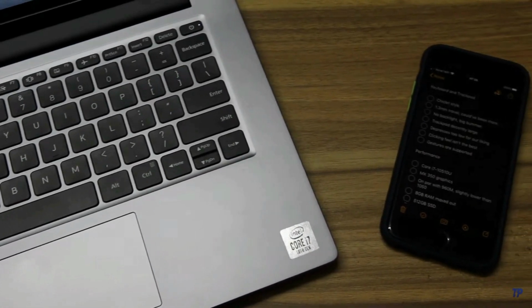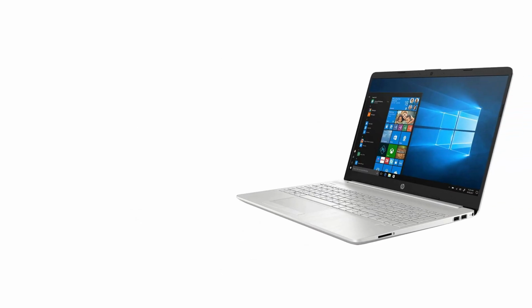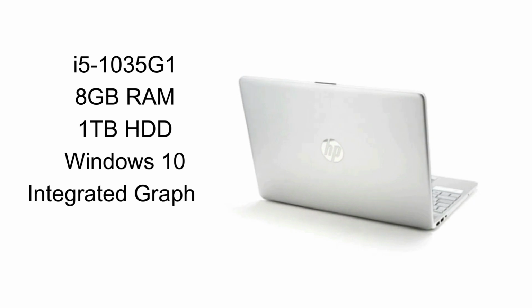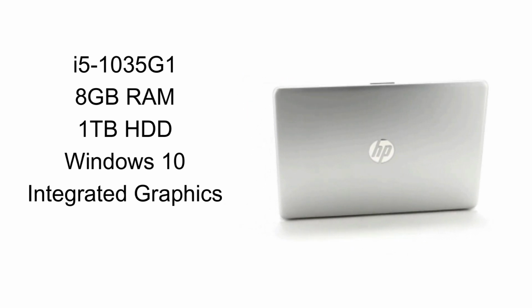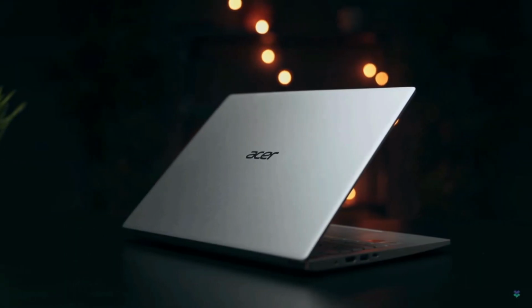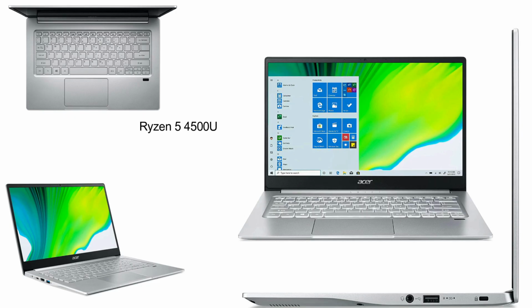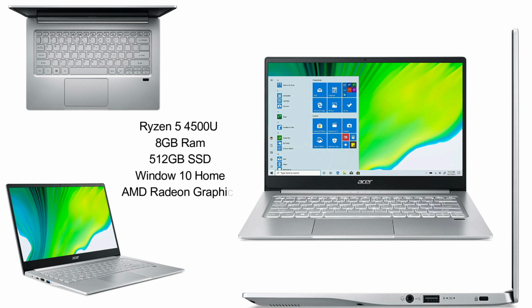HP 15s comes at the price of 58,000 having i5 1035G1 processor, 8GB RAM, 1TB HDD hard drive, Windows 10 with integrated graphics available. The brand name makes it elegant. Acer Swift 3 comes at the price of 58,559 rupees, having Ryzen 5 4500U processor, 8GB RAM, 512GB SSD, Windows 10 Home, AMD Radeon graphics with pure silver color and 1.2 kg in weight.